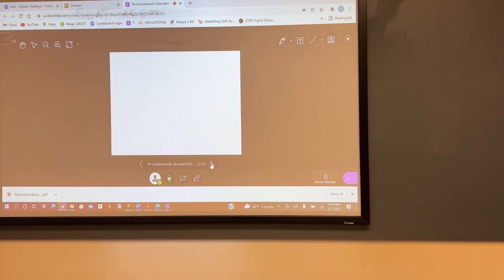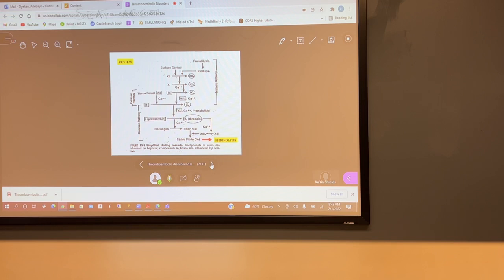Now, the next slide is one of the ones I told you to review. I want to believe that you reviewed this. But this is nothing but the coagulation cascade. The coagulation cascade is very important when it comes to thromboembolism. And it starts off with factor 12. Then factor 12 becomes activated.